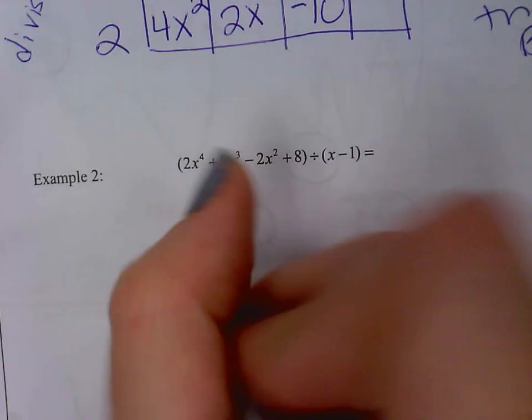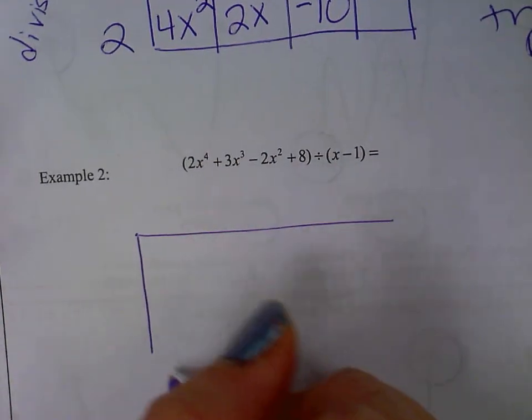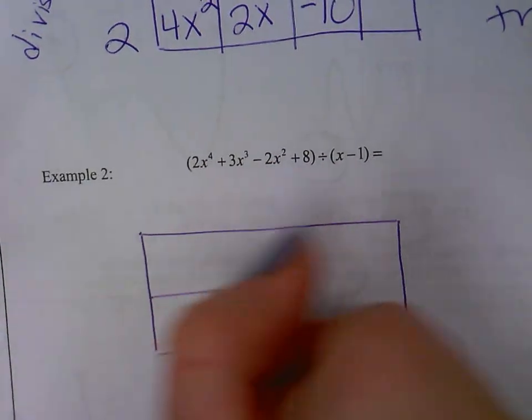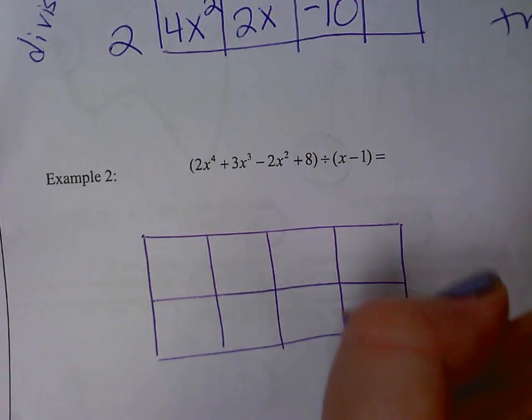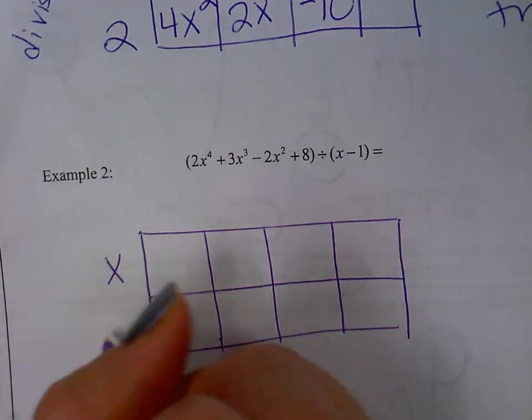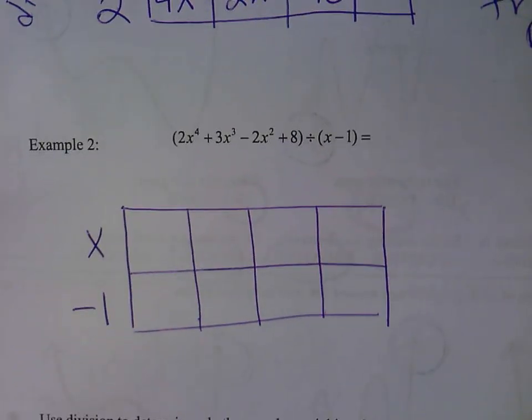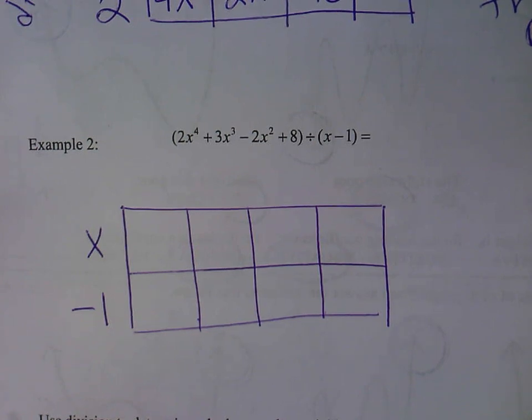So you're going to write your divisor on the side of your box. I think this one is going to be the same length of a box. I might need another box at the end, but my x minus 1 goes down the side. I'm going to double check. This is my dividend. It's in standard form before I get started. And my first step is I put the first term of the dividend in the top left box.